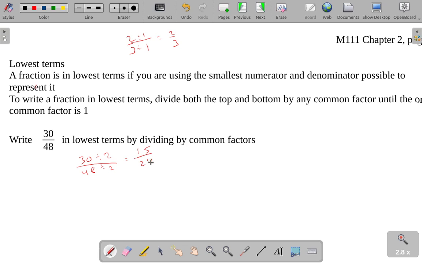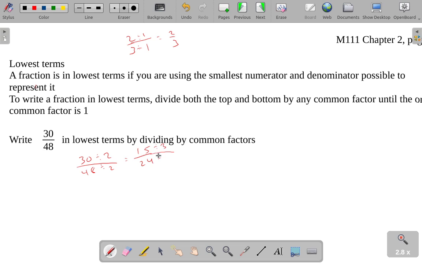It definitely is an equivalent fraction. They're the same number because I just divided both the top and the bottom by 2, but it might not be in lowest terms yet. So I need to look at this and see, okay, can I make these numbers any smaller? Well, the top number is not even, so 2 is not a common factor. But that doesn't necessarily mean that there's nothing else. And actually 3 is a common factor.